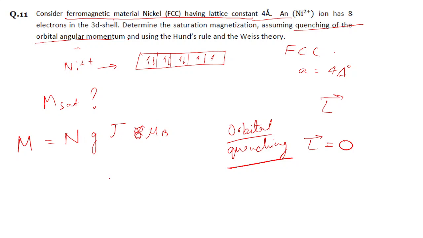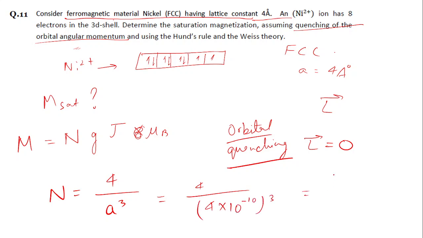We need to find N here. It's FCC, which means 4 atoms are there in the unit cell. Volume is a cube. So let's calculate this: 4 divided by (4 angstrom) cubed, that is 4 times 10 to the power minus 10, cubed. So this will be 4 divided by 4 cubed, which is 0.0625, times 10 to the power 30 atoms per meter cube.